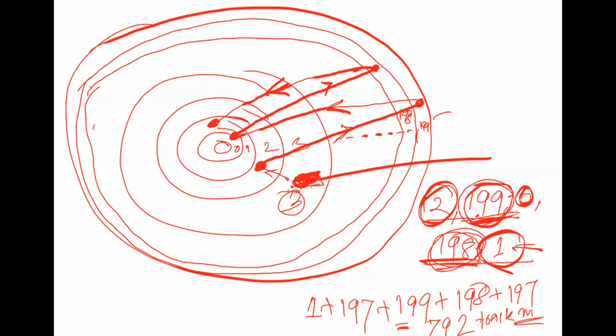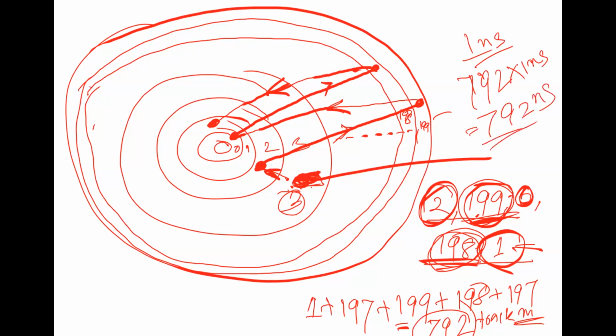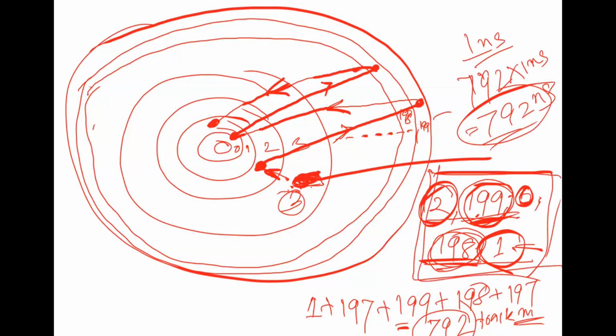If a track movement requires 1 nanosecond of time, then the total seek time will be 792 times the time required to change the read head from one track to another. It is 1 nanosecond, so it is 792 nanoseconds. This amount of seek time is required to fulfill this request.